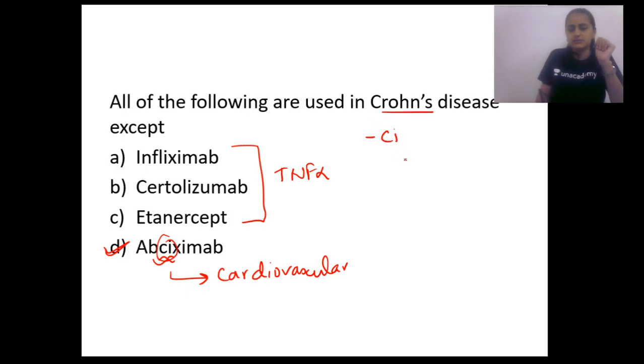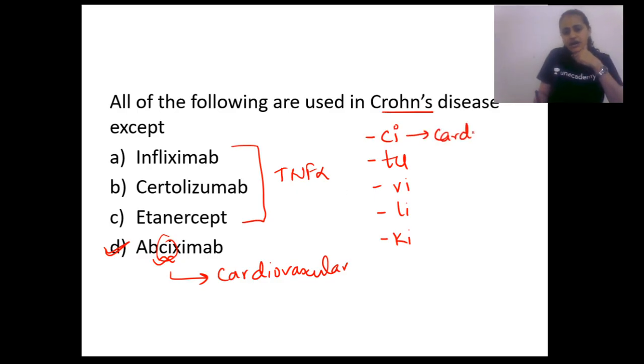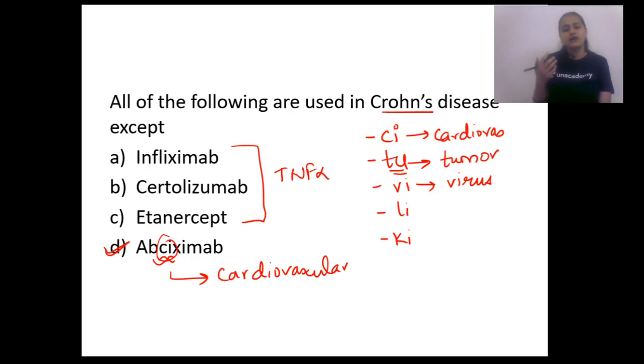You will have in the spelling of monoclonal antibody CI, TU, VI, you will have LI and you will have KI. This will help you to remember where they are used. So as I said, abciximab, CI is for cardiovascular. When you say TU, like trastuzumab, cetuximab, TU stands for tumor. So these are used in some tumors or cancers. When you say VI, it is for virus, like palivizumab, that is used against RSV. So RSV, virus, so palivizumab is used for virus.